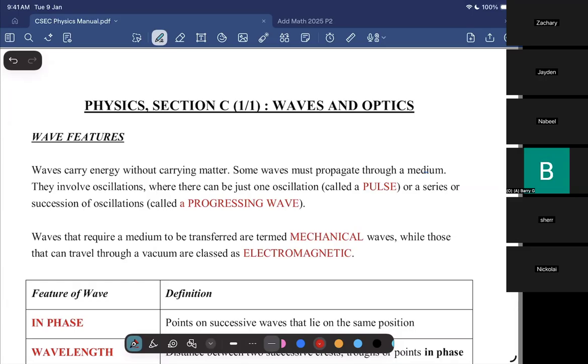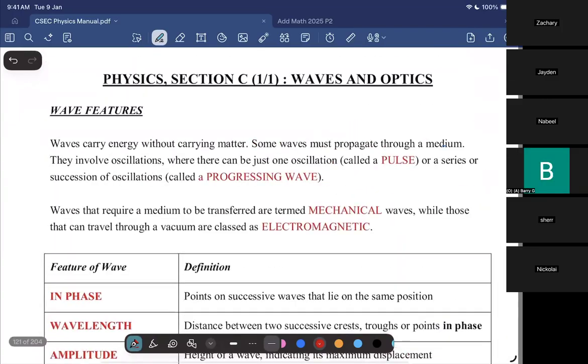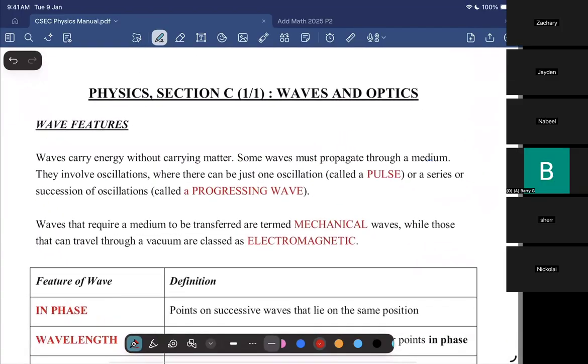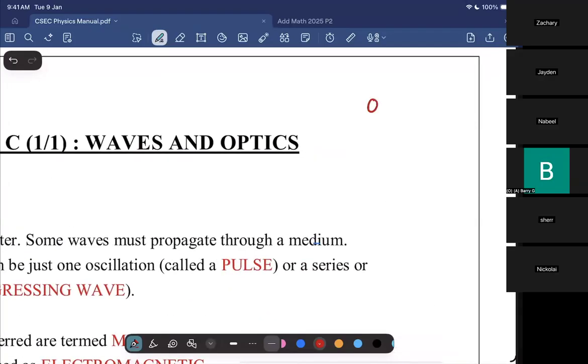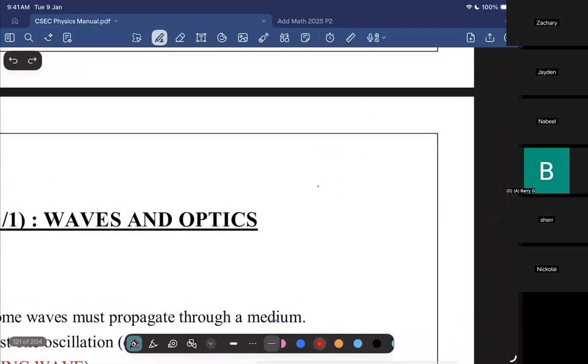So they involve oscillations, where if there is just one oscillation, they call it a pulse. When we move on to the graph, you'll understand what I mean by an oscillation. But an oscillation would be one full cycle. You start from rest, you go to the maximum, and then you come back to rest. Did you all ever do the pendulum labs yet? We didn't do the pendulum lab yet, but we went through it. Yeah. Okay.